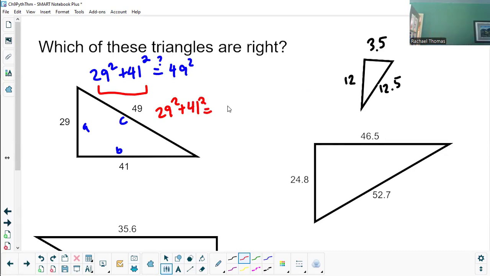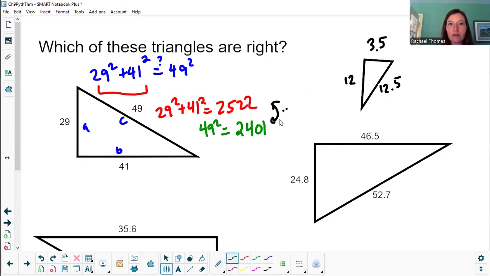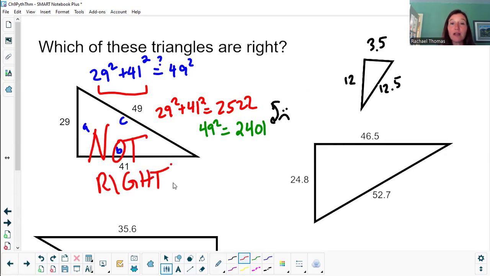And my calculator tells me that those things are 2522. Then I'll ask my calculator, what's 49 squared? And it tells me that that's 2401. These are not equal. This is not a right triangle. If it were a right triangle, those numbers would be equal to each other. They're close. They're in the same neighborhood, but they're not equal.